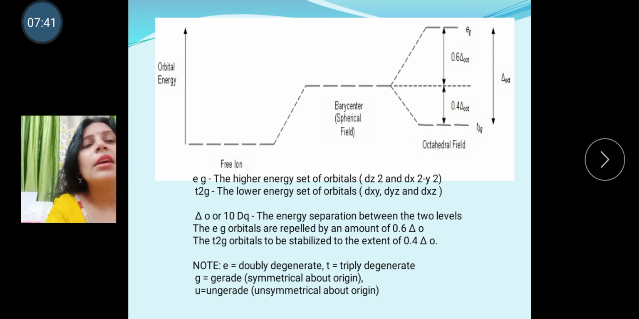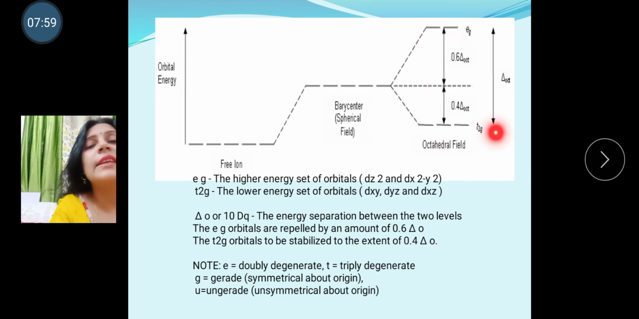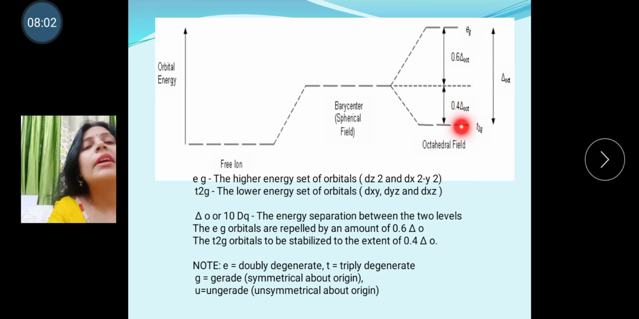So we can see there occurs an energy gap. This splitting of the d orbitals into two sets, that is the eg set and the T2g set of orbitals, is called crystal field splitting in octahedral complexes. Here, this energy gap is represented by delta OCT or delta O, showing the crystal field splitting energy.